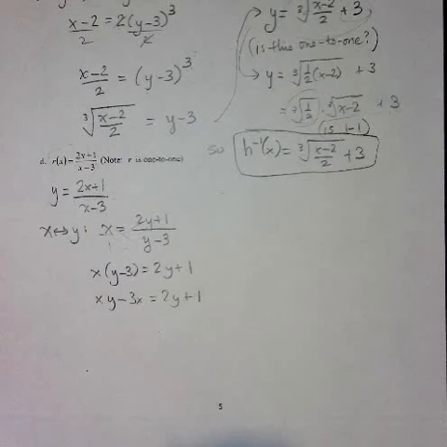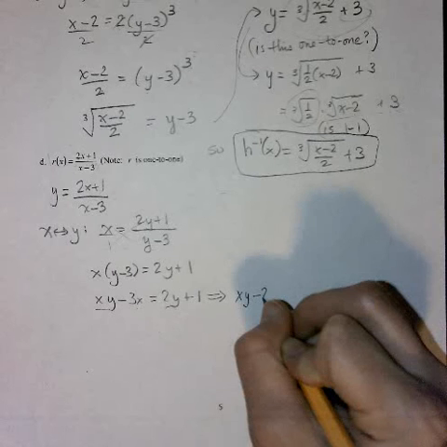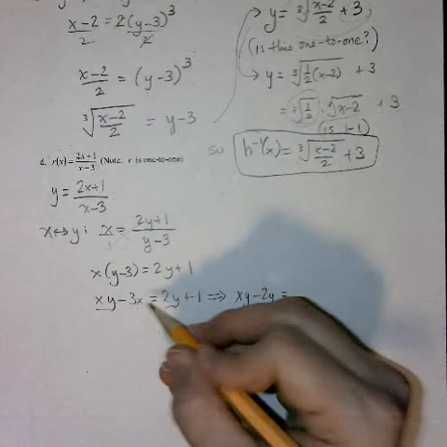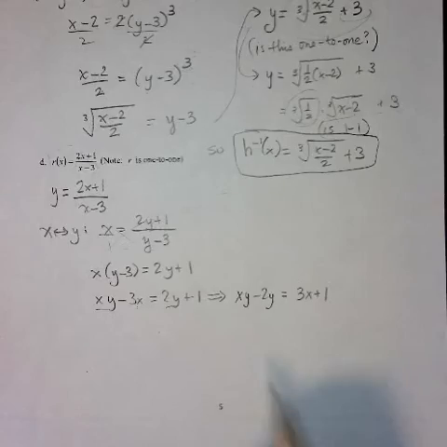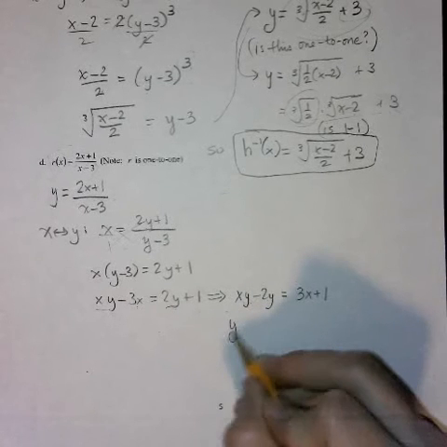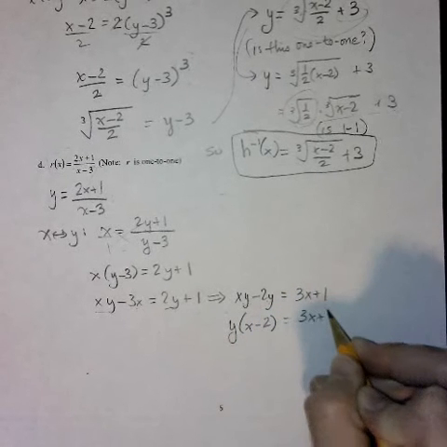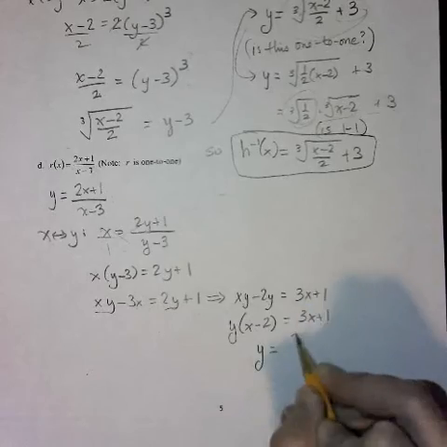Okay, so what happens is you've got two terms with y in it. You want to group those on one side and move everything that doesn't have y to the other side. So this implies, let's move the 2y over here, xy minus 2y equals, and then add 3x to both sides, 3x plus 1. And now how can we get y alone? The trick is, notice y is in both of these, so we can factor it out. That's why we want to group all y terms together. Then we can factor out the y. And then y is 3x plus 1 over x minus 2.